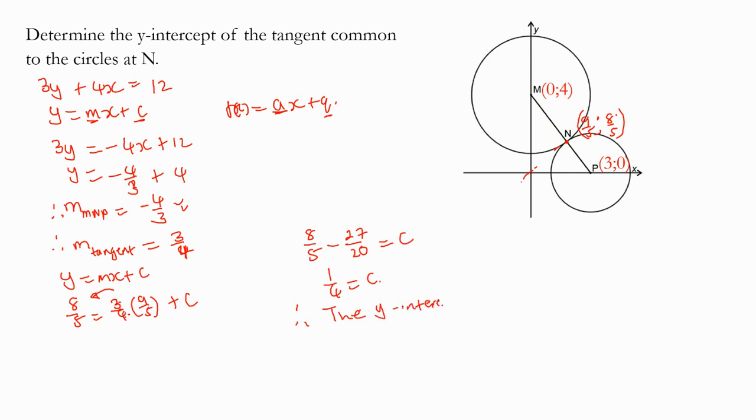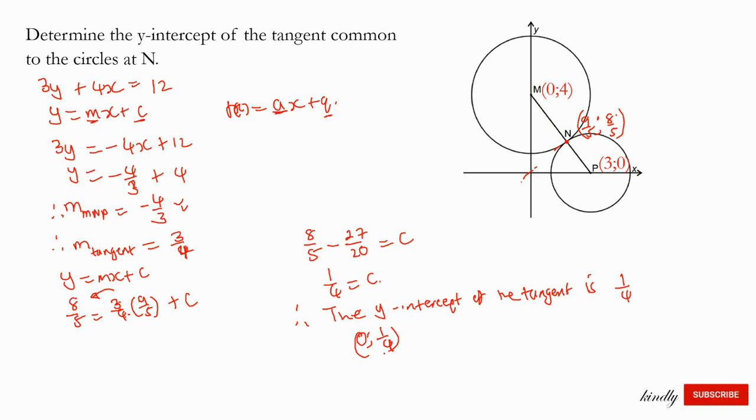y-intercept of the tangent is 1 over 4. We can say the coordinates are what? 0, 1 over 4. Okay, those are the coordinates of the y-intercept. Okay, right. So that's what you're supposed to do then.